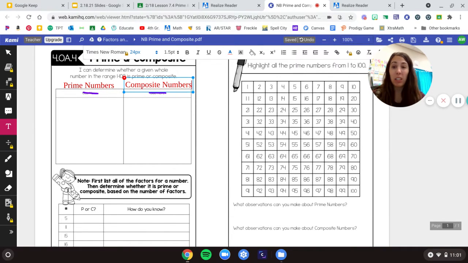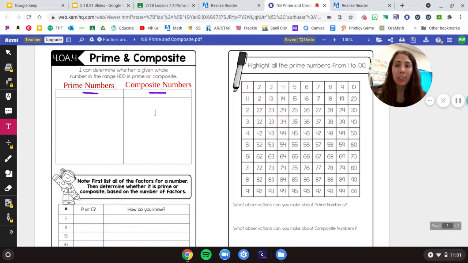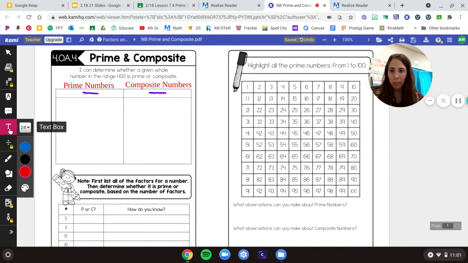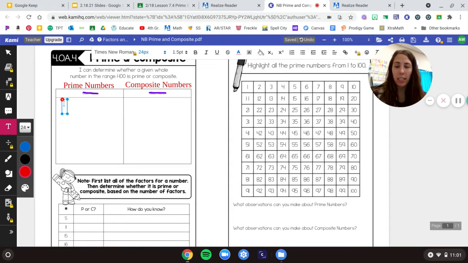Perfect. So today we're going to be able to tell whether a given number between 1 and 100 is prime or composite. Well, we need to start by figuring out what these vocabulary words mean. Prime numbers. A prime number only has 2 factors: 1 and itself. It only has 1 factor pair.